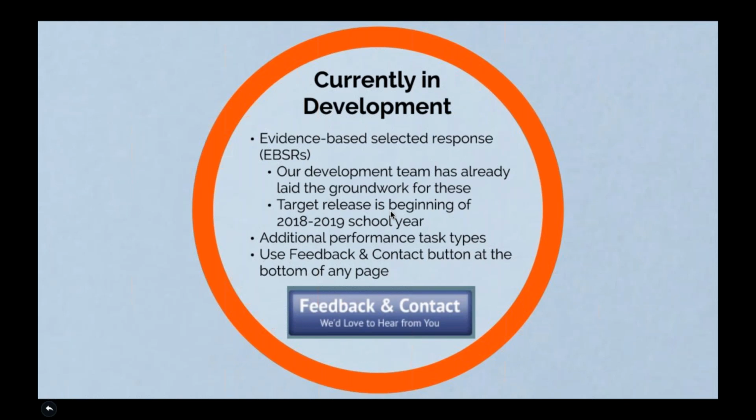We're also going to develop more types of performance tasks. And keep in mind that on every page of our site, there's a feedback and contact button at the bottom. If there's a specific type of performance task or something that you need that we don't currently offer, you can let us know, because that will help guide them as they make priorities for what they're developing. So if there's a special type of performance task we don't have that you want, send in feedback now before those decisions are made, and that will help a great deal. But the evidence-based selected response items, those are definitely coming by the beginning of next school year.